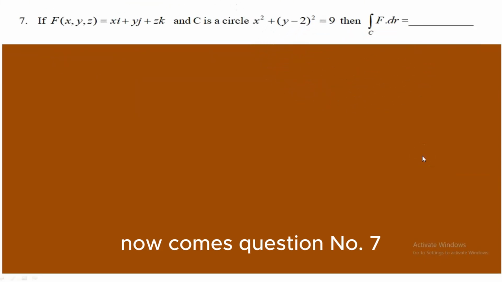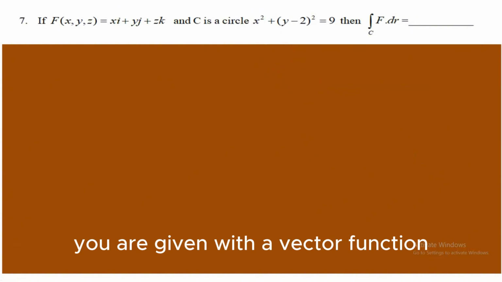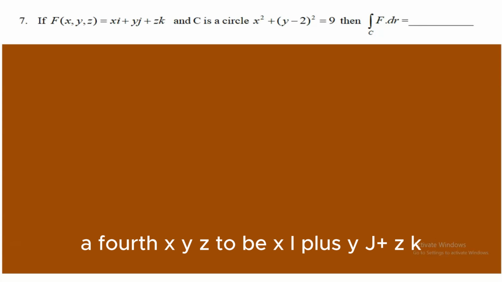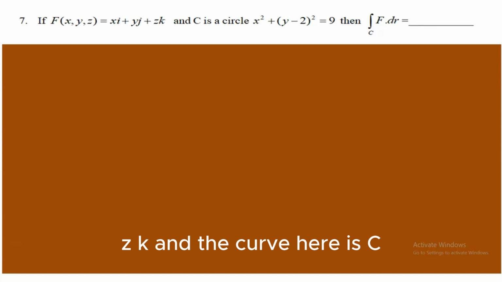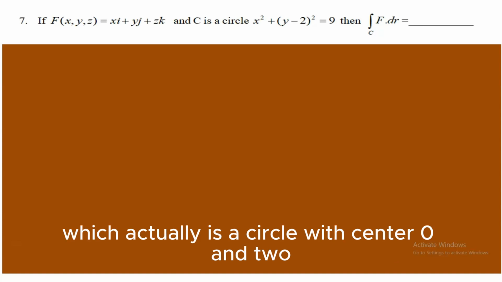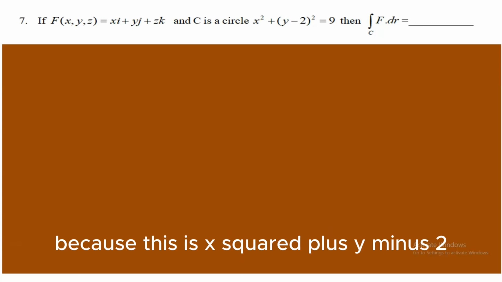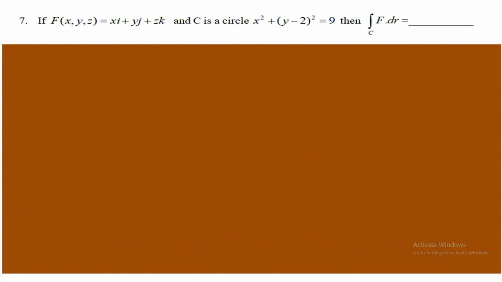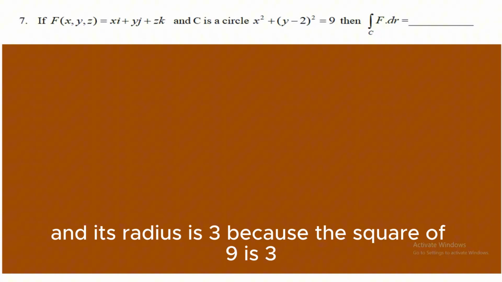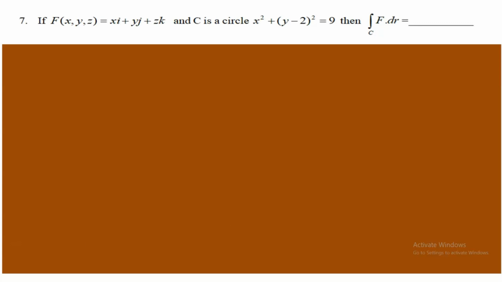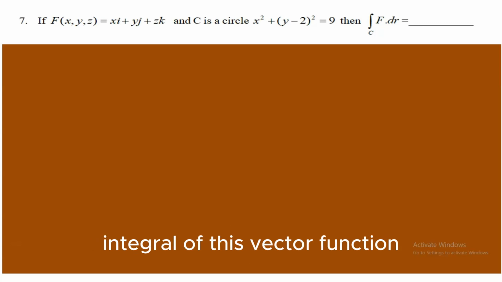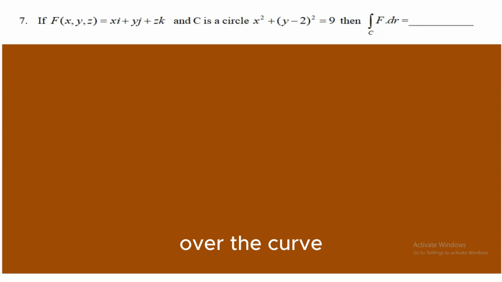Okay, students, now comes question number 7. You are given a vector function f of x, y, z equal to xi plus yj plus zk, and the curve C is a circle with center (0, 2), because this is x squared plus (y minus 2) the whole squared equals 9, and its radius is 3 because the square root of 9 is 3. Then you are asked to find the line integral of this vector function over the curve.